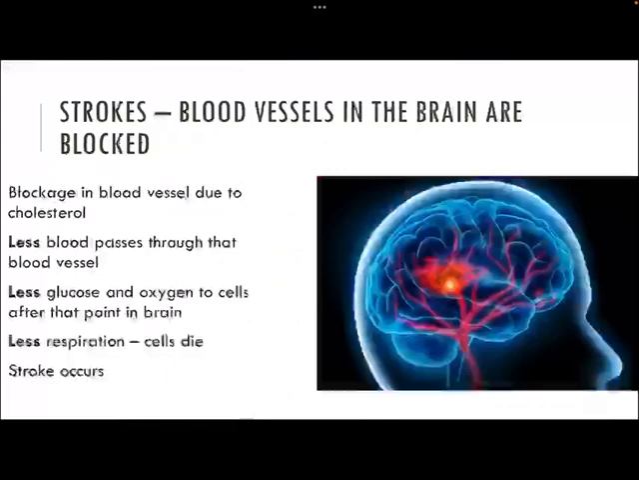Strokes are similar, except it is happening in the brain, so blood vessels are blocked. Again, blockage is due to cholesterol, so less blood passes through that blood vessel in the brain. Less glucose and oxygen gets to the cells at that point in the brain. Less respiration will occur and the cells will die, and that is a stroke.